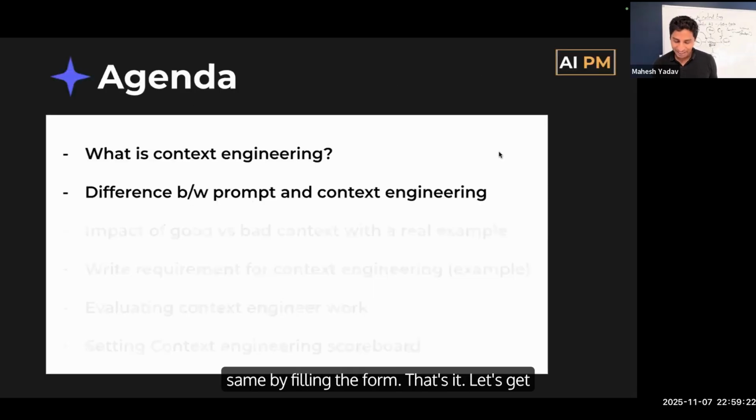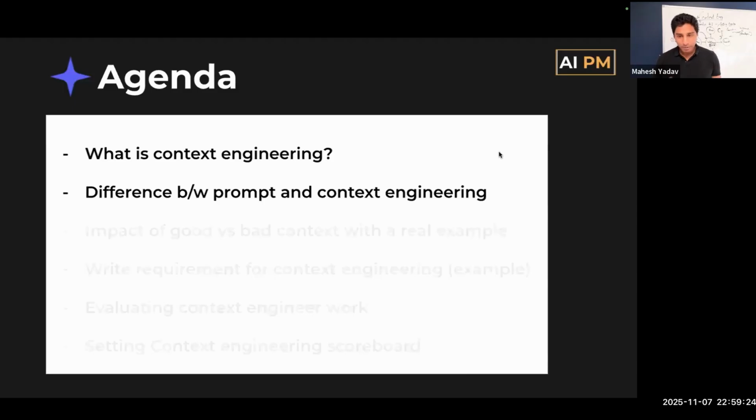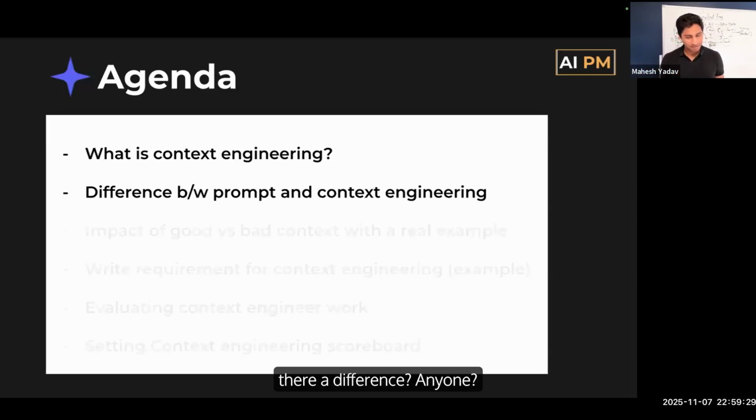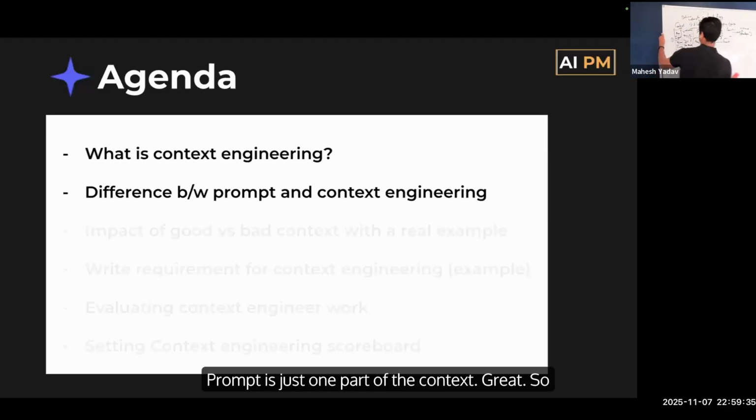Let's get back. People talk about prompt engineering, and context engineering is a new word in the prompt engineering world. Is there a difference? Anyone? What's the difference between prompt engineering and context engineering? I believe one's the art of providing context. Prompt is just one part of the context.